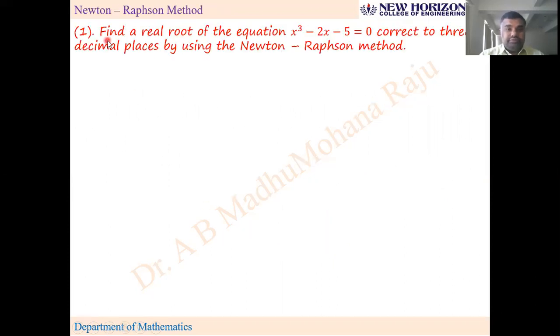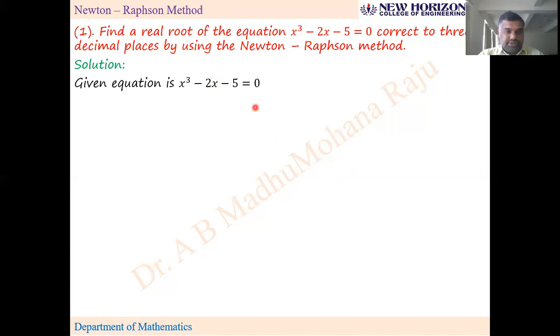Find a real root of the equation x cube minus 2x minus 5 equal to 0, corrected to 3 decimal places, by using the Newton-Raphson method. Why are you going to study the Newton-Raphson method? Because it will converge faster than the regular falsi method. That's why I took the same problem that you did in the regular falsi method. There you got a root for this equation in the eighth or ninth stage. Here you will get it faster than that.